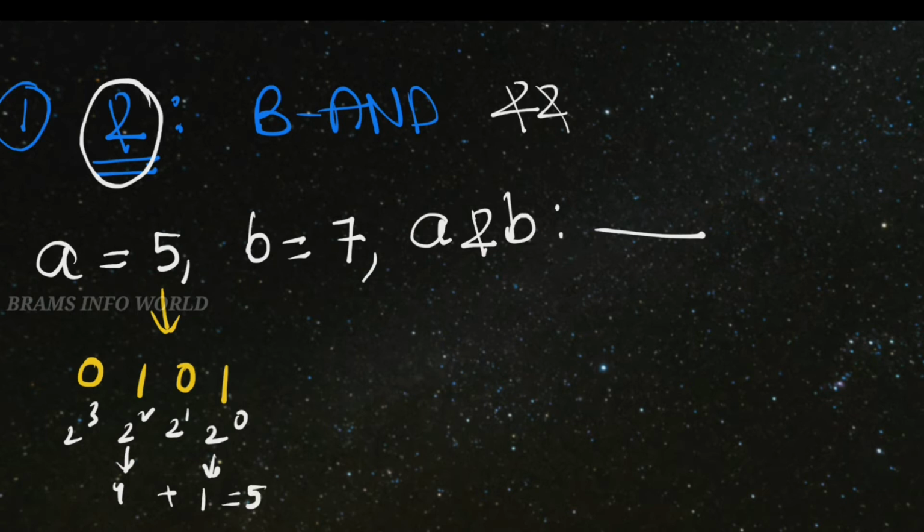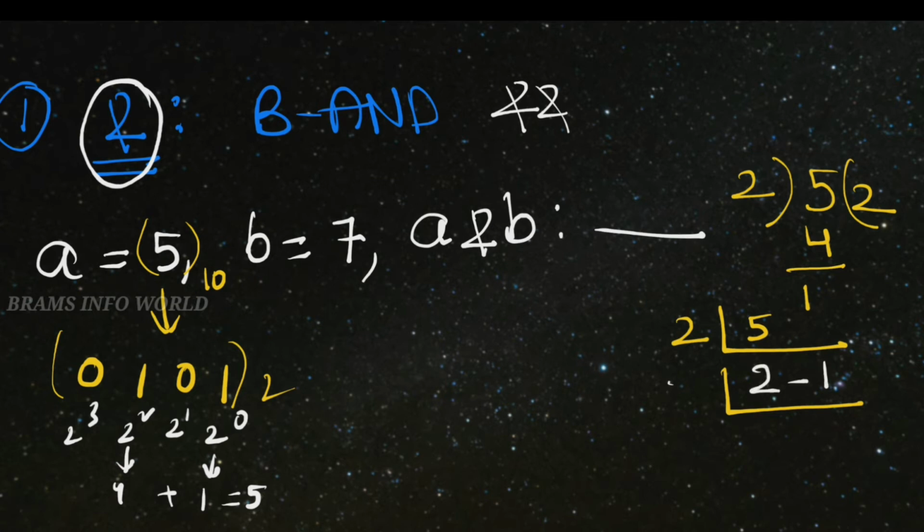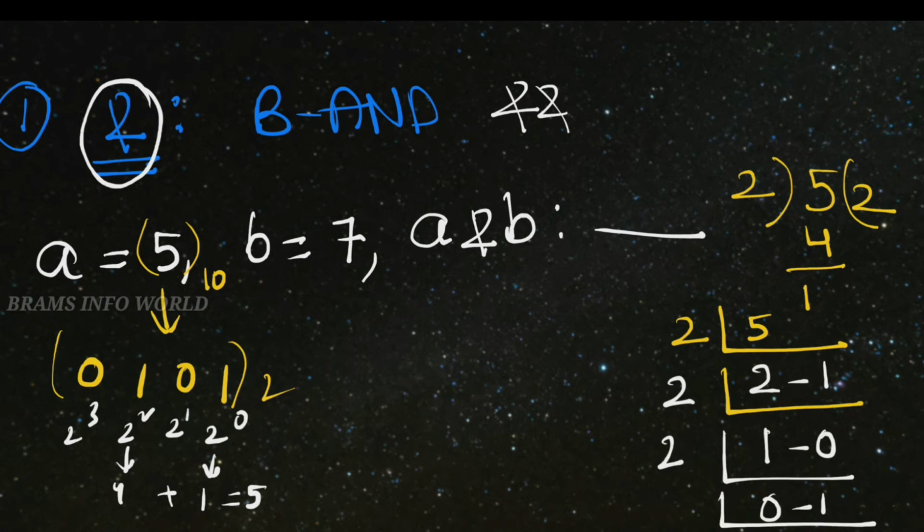And how to convert this? 5 is a decimal number and we have to convert it into binary format. We divide 5 by 2 and take only the remainders. 2 2s are 4 and remainder 1. Again 2 1s are 0 with remainder 1, and again 2s are 0 remainder 1. So we get 1 0 1. A computer can understand either a nibble or a byte, so I'm taking a nibble.